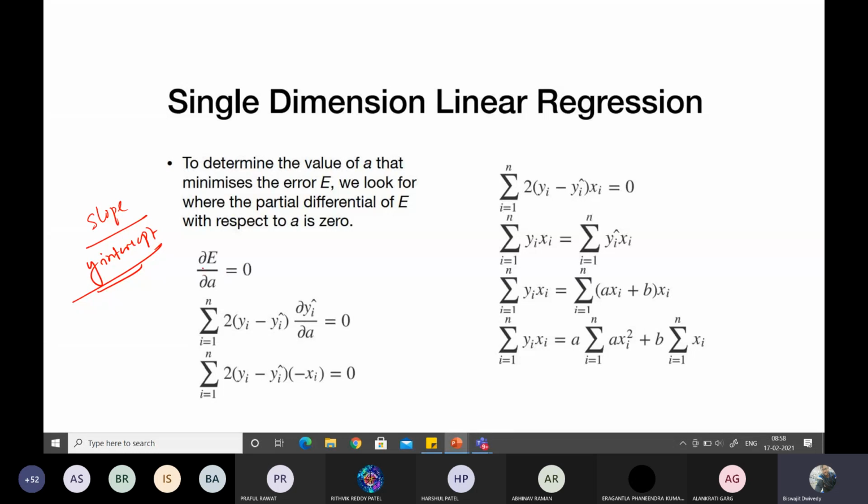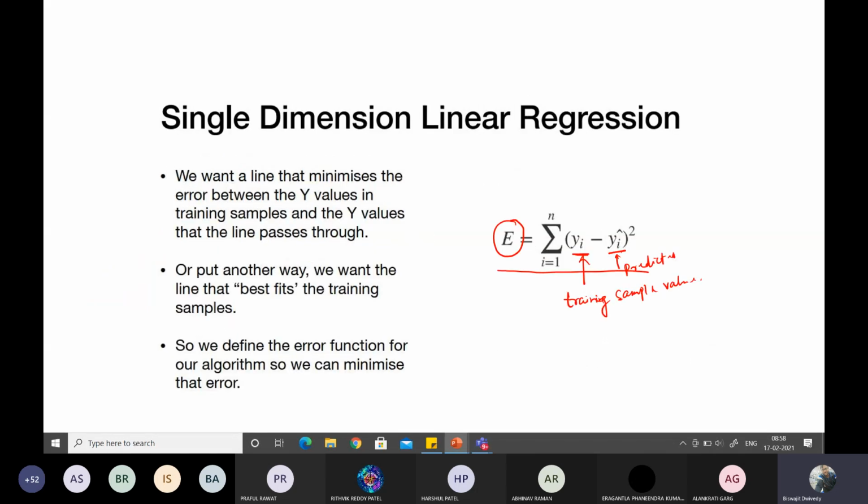So that's why we can take the derivative of that error with respect to a here. If you take the derivative of error with respect to a equal to 0, and your error is equal to, let me write down, the summation of i equals 1 to n of (yi minus yi cap) square. This was the thing written here.